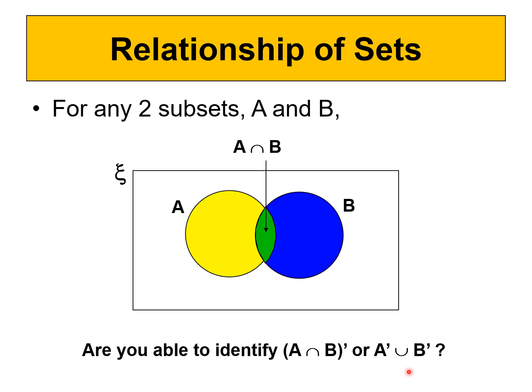So again, in most questions, they will actually ask you to shade A complement union B complement, and it is more challenging for you to do that. So if you are able to see this is actually equal to A intersect B complement, I think when it comes to shading, it becomes a lot easier. So are you able to identify the region? So as you can see, A intersect B complement. A intersect B is the green region. So complement means everything that is outside of the green area.